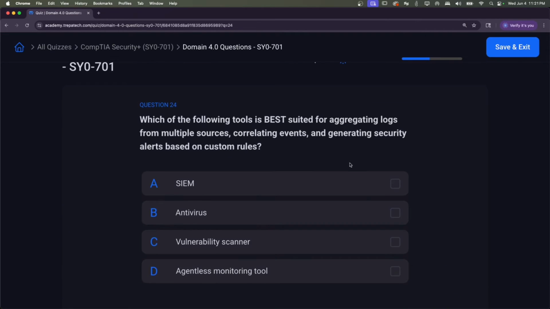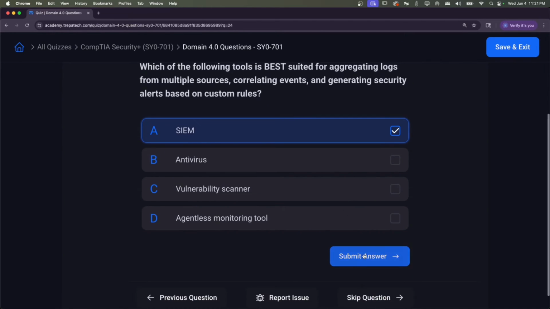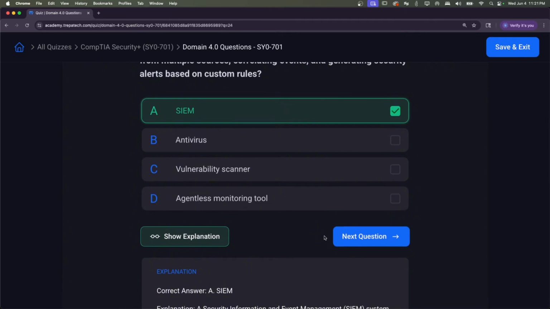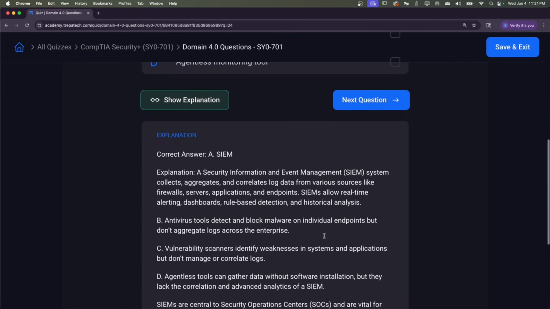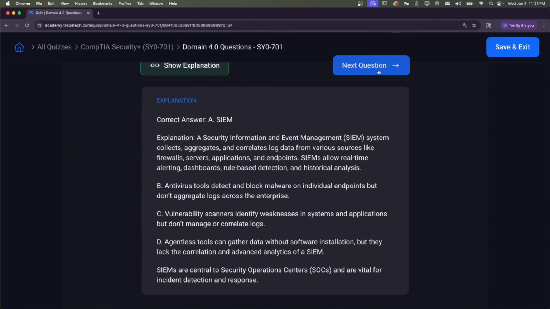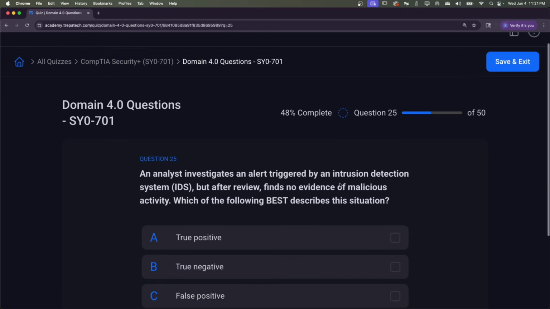Question 24. Which of the following tools is best suited for aggregating logs from multiple? It's SIEM. I'm not even going to read it. Log aggregation, guys, is SIEM, Security Information and Event Management systems. They do data aggregation, specifically log aggregation.